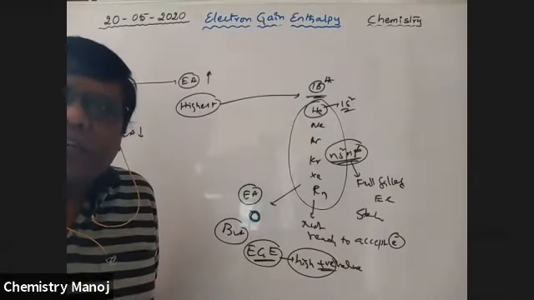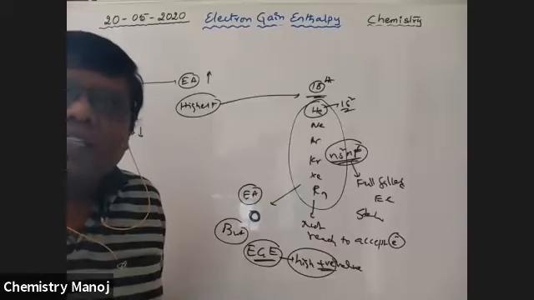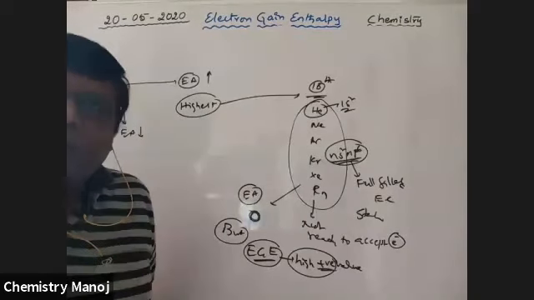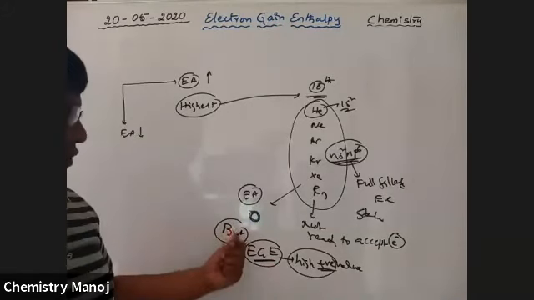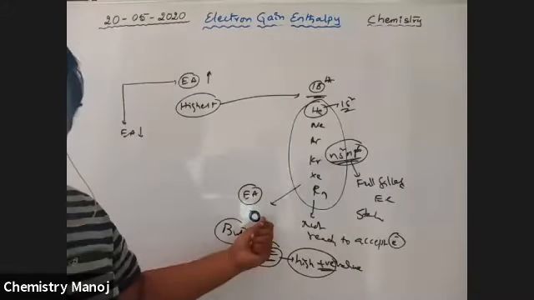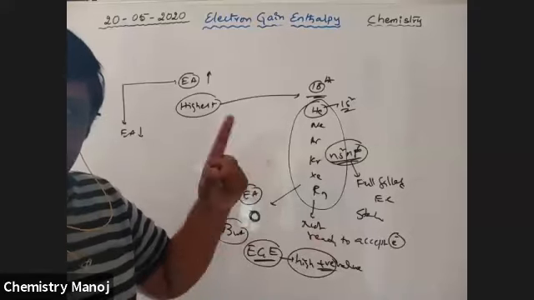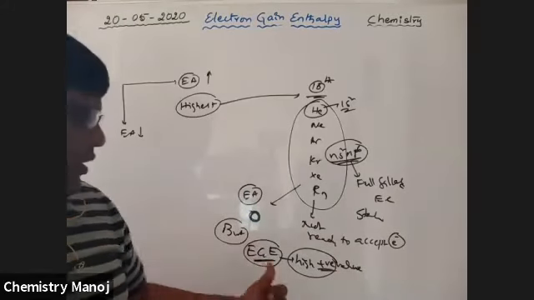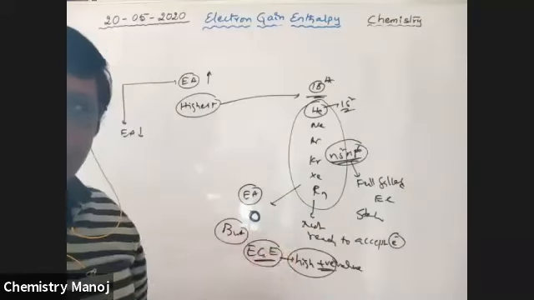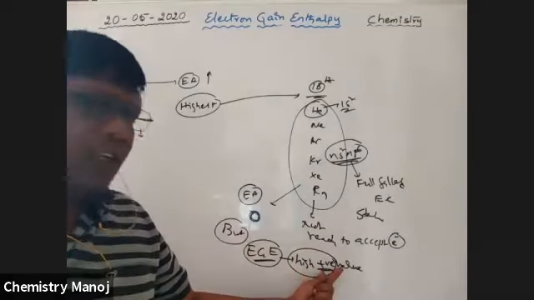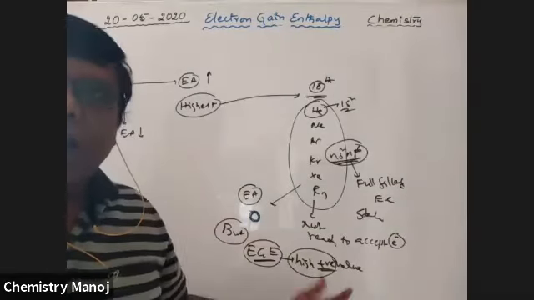So these are opposite in condition. The more the attraction, the more the energy release. Energy release means negative. So electron affinity for noble gas elements is 0. But if asked how much is the electron gain enthalpy, the values for noble gas elements are positive. Positive means endothermic case.